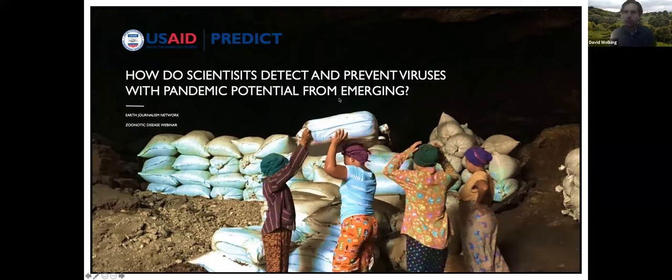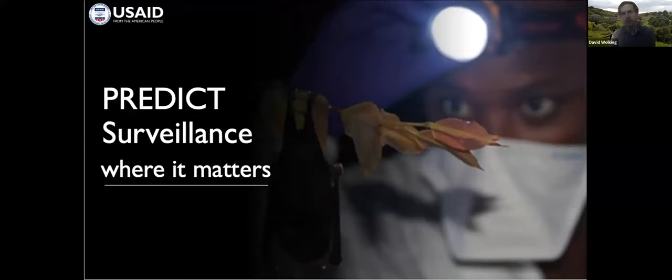Where do we work? We tend to work in hotspots for virus emergence, and we start with the math. Dr. Pranav Pandit is going to speak a little more about using math, data, and modeling tools and techniques to inform decision making and help guide surveillance and disease detection efforts.